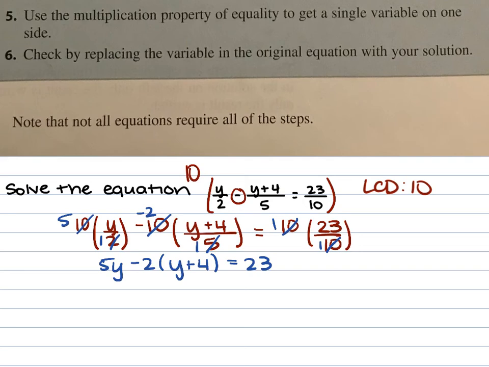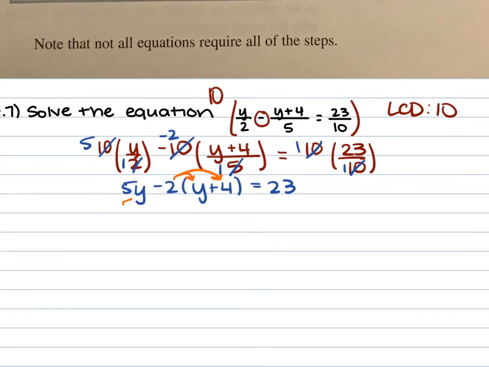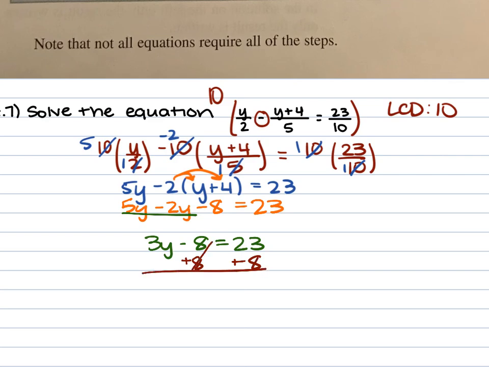So now we're going to distribute that negative 2 into the y plus 4. And we get 5y minus 2y minus 8 is equal to 23. I'm going to combine my like terms to give me 3y minus 8 is equal to 23. I then move that 8 over by adding it to both sides. And we get 3y is equal to 31. And then we divide by 3. And we can leave this as y is equal to 31 over 3.